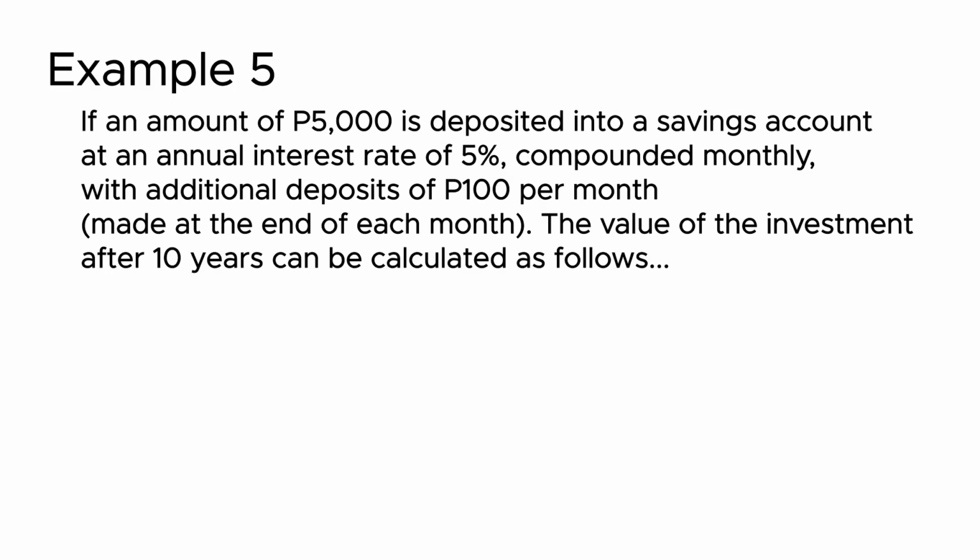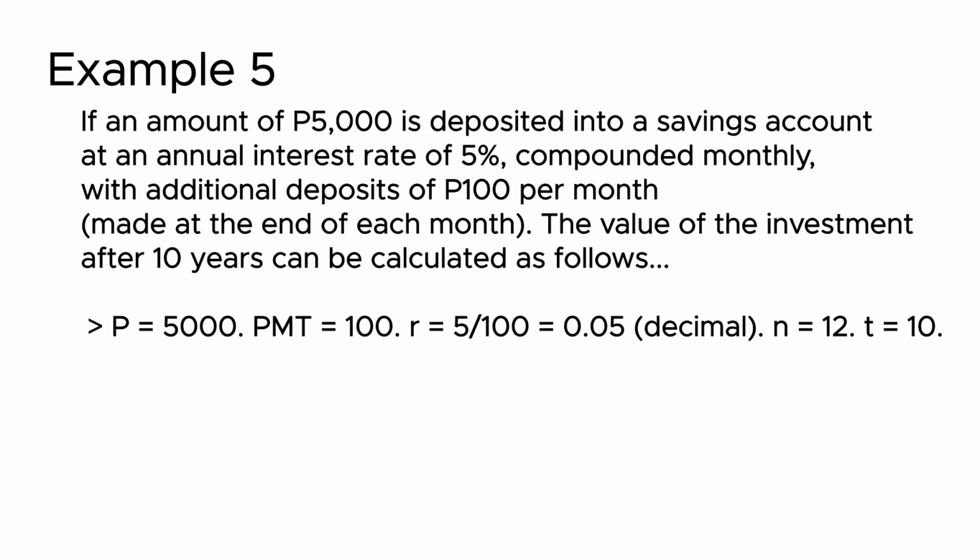Example number 5. If an amount of 5,000 is deposited into a savings account at an annual interest rate of 5%, compounded monthly, with additional deposits of 100 per month, the value of the investment after 10 years can be calculated as follows. P is equal to 5,000, PMT is equal to 100, R is equal to 5 over 100, which is 0.05, N is equal to 12, T is equal to 10.